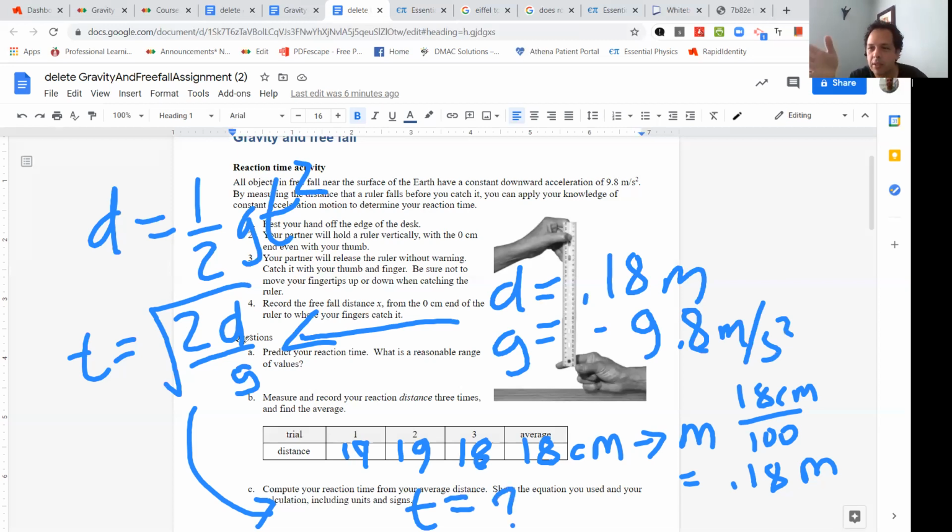Show your work. You can do this on Whiteboard Fox and import your picture over. I think that's it for that one. So that's just calculating reaction time. Remember, you can look up reaction times. It's like 0.14 seconds.